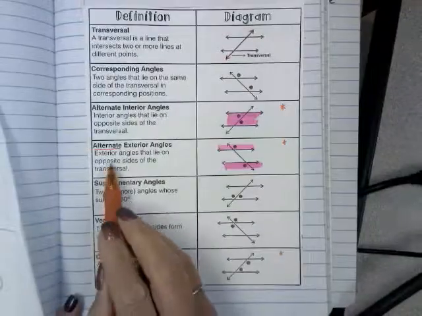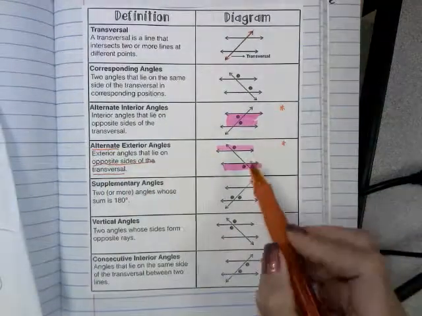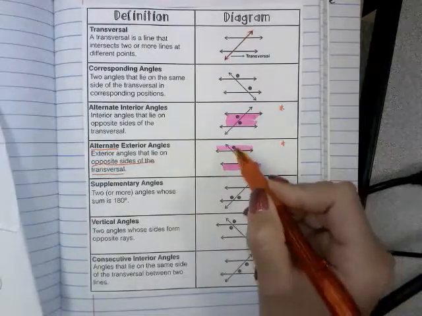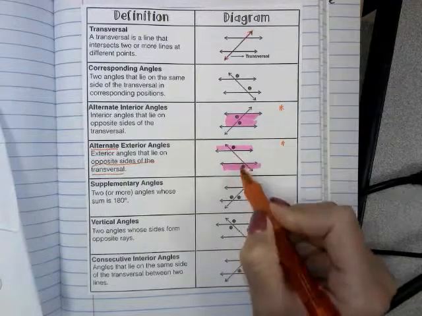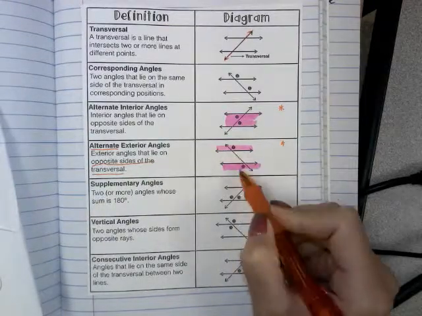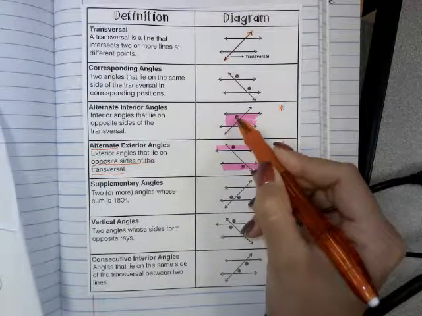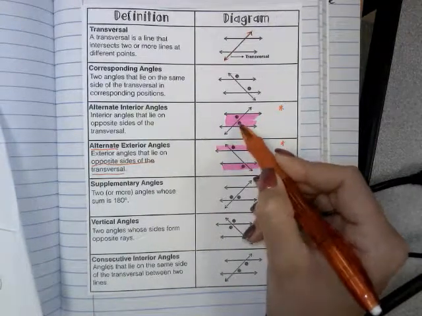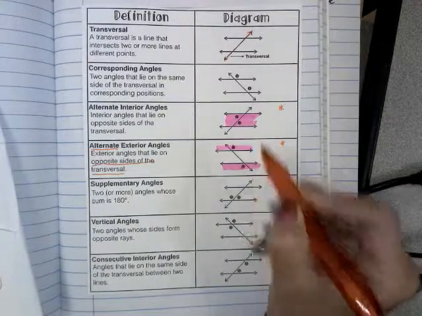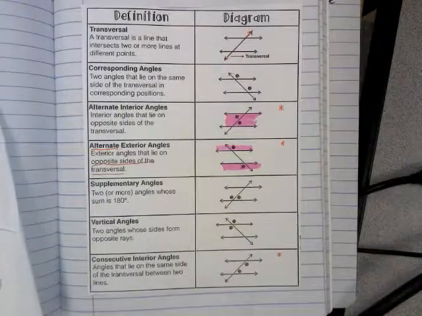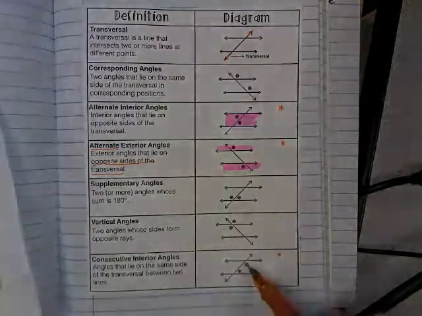They're on opposite sides of the transversal. So exterior angles, and then I have to go opposite sides of the transversal. Opposite sides. Same thing with interior. If this is one angle, this is the opposite side of the transversal. Alternate interior. Same side interior would look like this.